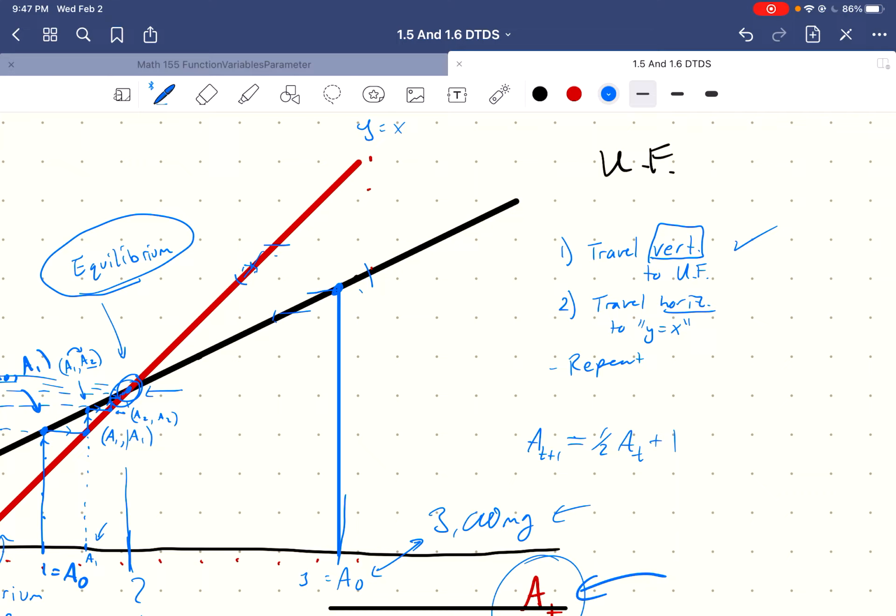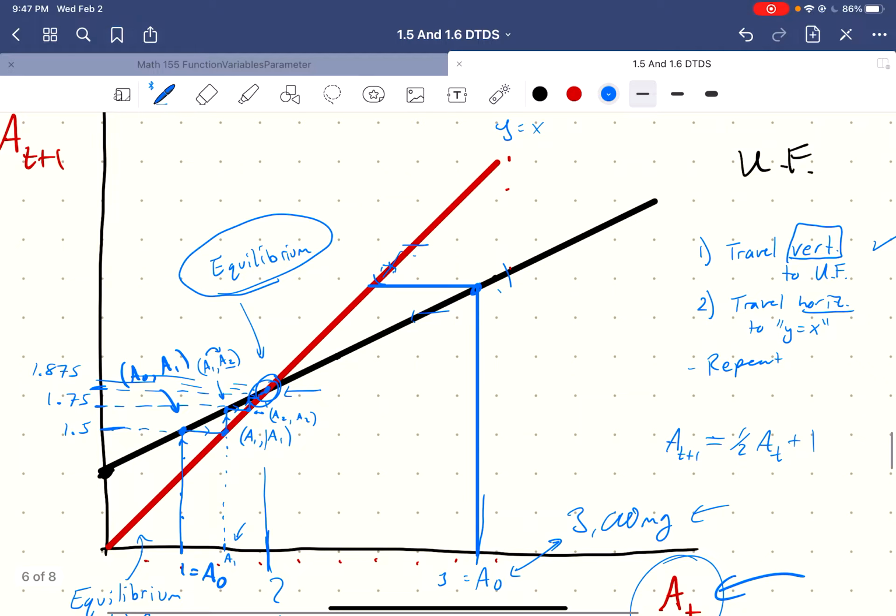So I guess that means left in this case. Right? And in the last case, that meant right. I went up and then I went right. So this is why I say horizontal. Right? Left or right. Okay, now I have to travel vertically to the updating function. Oh, and in this case, that means I go down. All right, totally fine. So I'm going this way. Then I travel horizontally to the equilibrium line. Then vertically. Then horizontally. And so on and so on and so on.